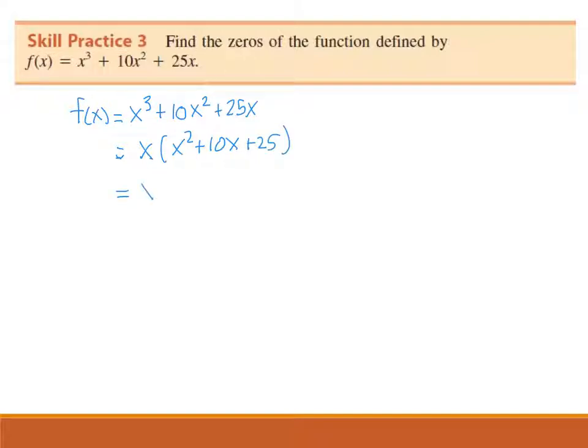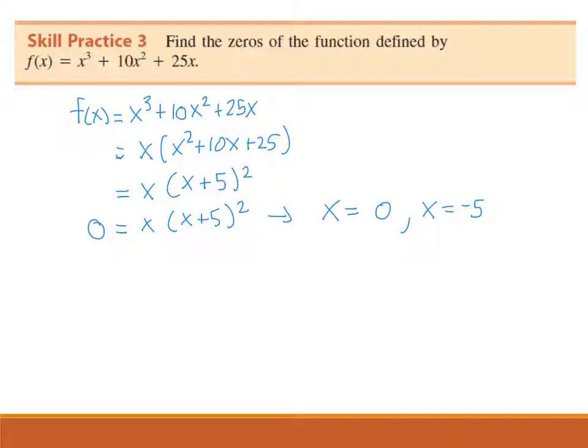So now we get x times, and now this thing is factorable. It's (x plus 5) squared, right? So now we can set 0 equal to x times (x plus 5) squared. And this implies that x is equal to 0, and x is equal to negative 5 with multiplicity of 2. The multiplicity comes with the power of the square term.